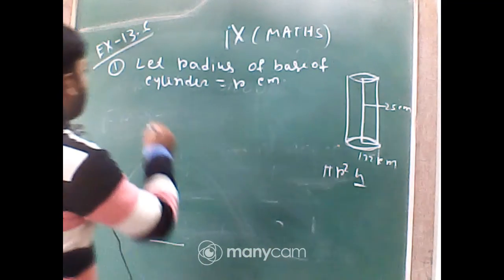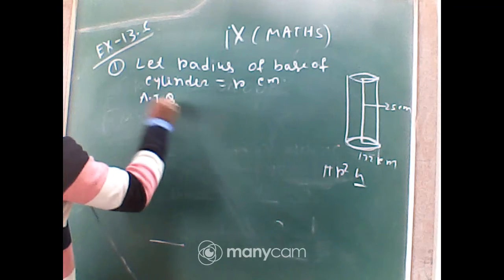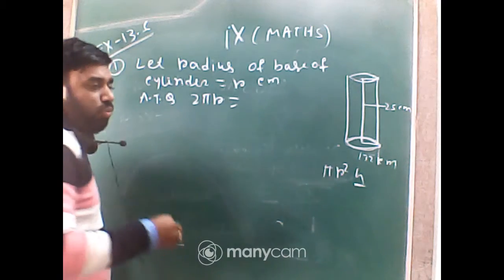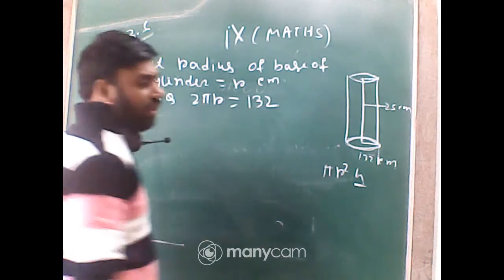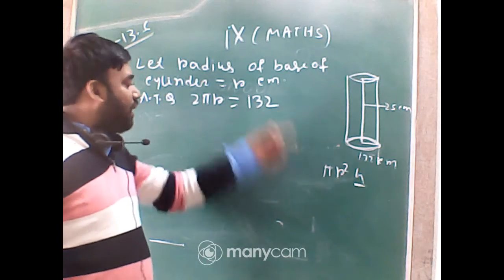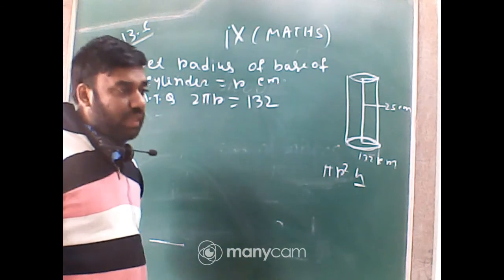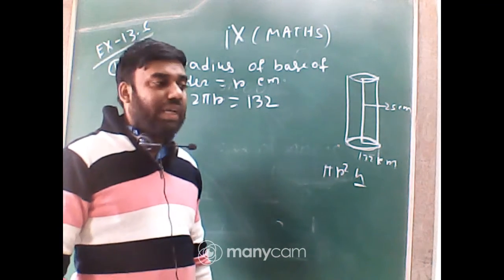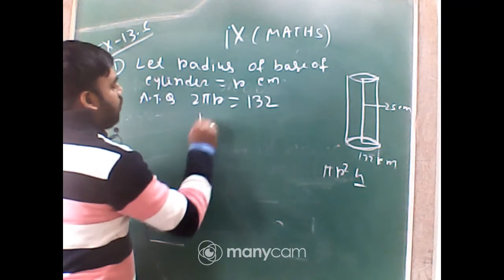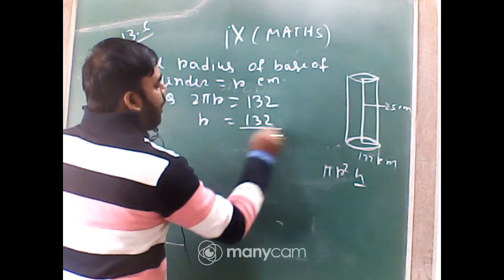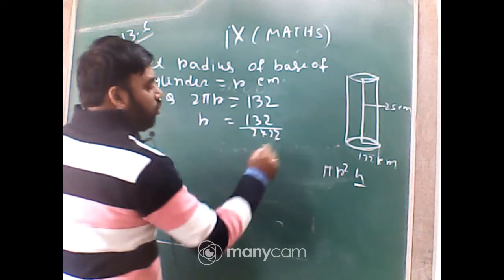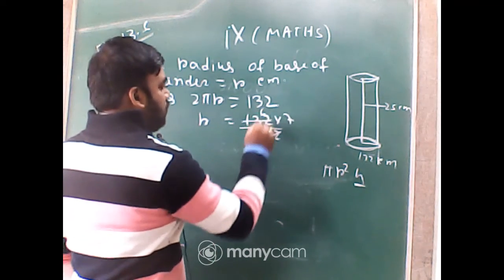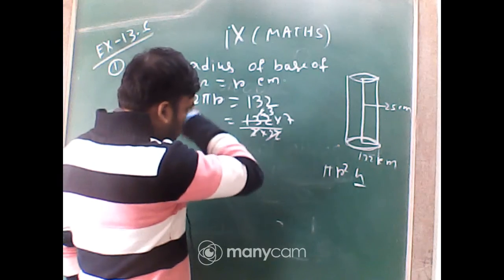Therefore, according to the question, 2 pi r equal to 132. Okay, any problem? That line, 2 pi r equal to 132, 132 is given. Got it, everyone? Next, r equal to 132 by 2 pi. Pi means 22 by 7. Then 6, 21.